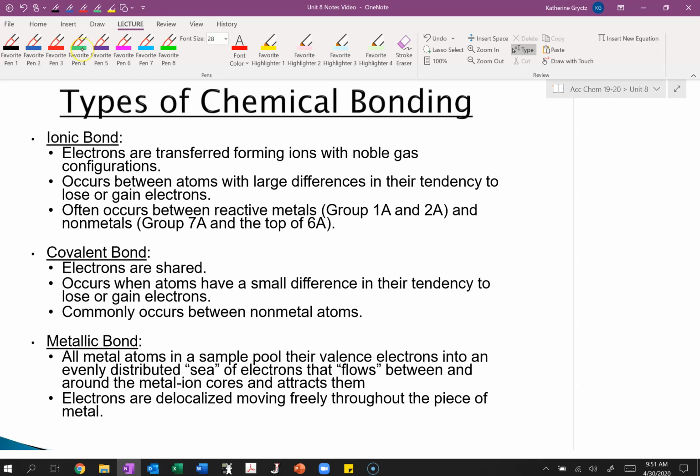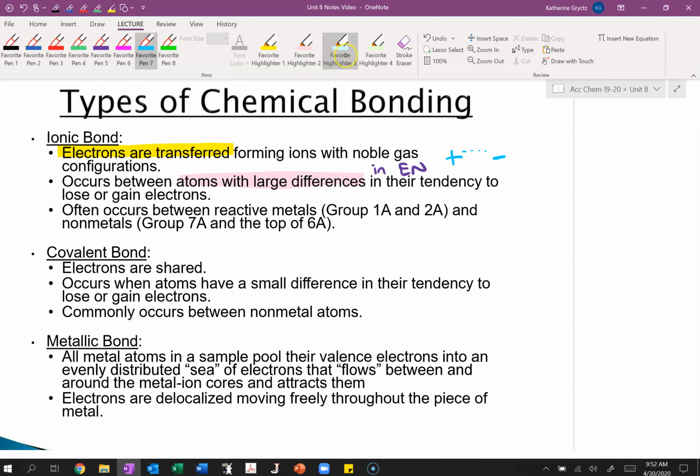But ionic bonds are formed from a transfer of electrons. And so what we learned last unit is that the complete transfer of electrons happens when the atoms have large differences in their tendency to gain or lose electrons, so large differences in their electronegativities. One atom will completely take the electron away from the other. So now you have a cation, which is positive, and an anion, which is negative. And now there's a Coulombic attraction between them.